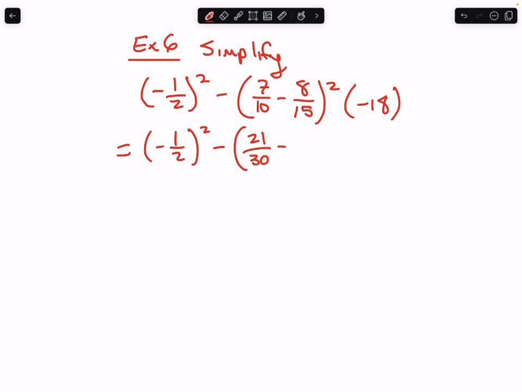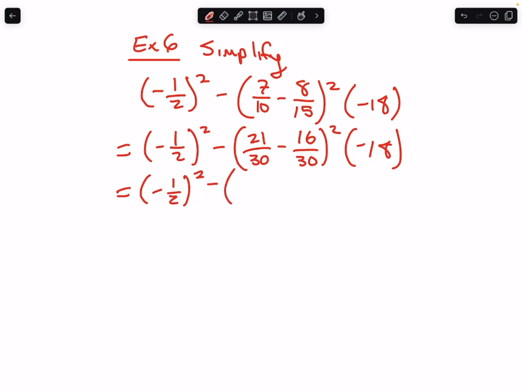To get from 15, our denominator in the second fraction, to 30, I multiply that denominator by 2. So I'll have to multiply the numerator 8 by 2 to get 16 over 30 squared, and then I just copy the -18. Now I can perform that subtraction inside the parentheses. So again, copying everything else down. And I get 21 over 30 minus 16 over 30.